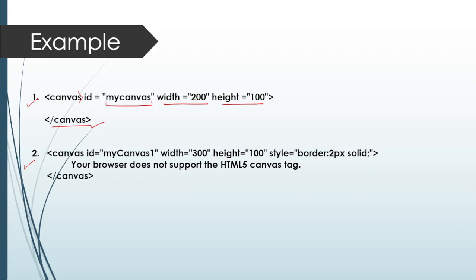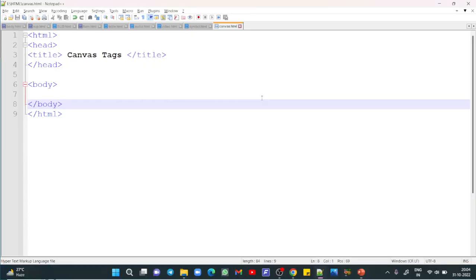So the ID here is very important. You can write anything. Here in this example, I have written myCanvas. You can write myExample, or myCanvasExample. You can write anything here. So let's move to the practical section first.